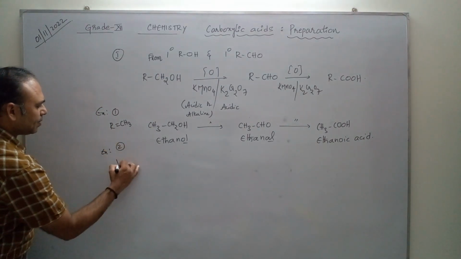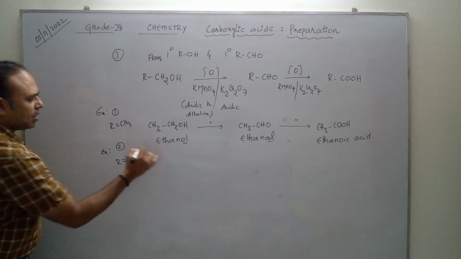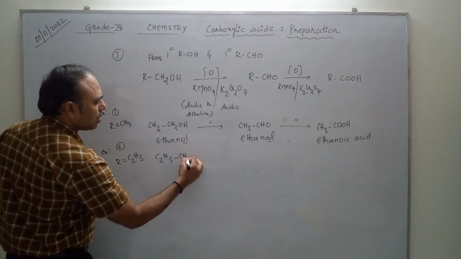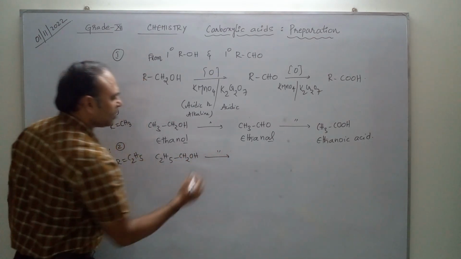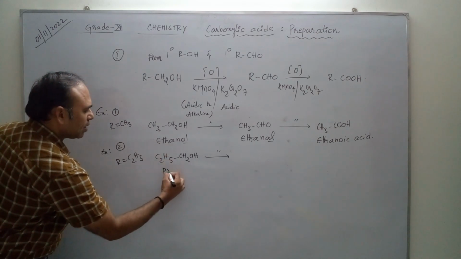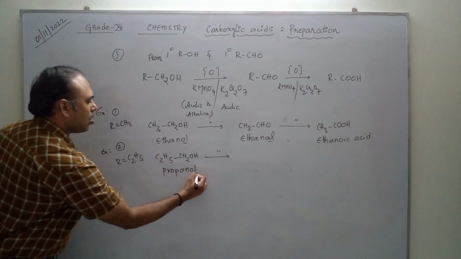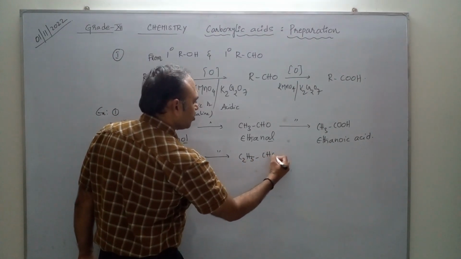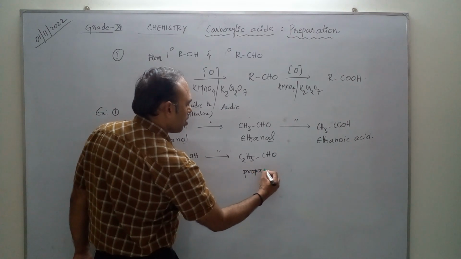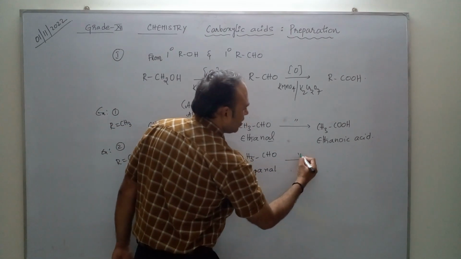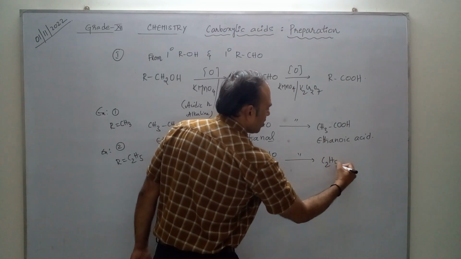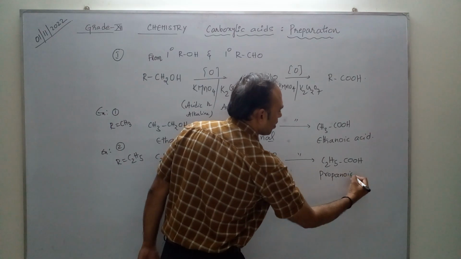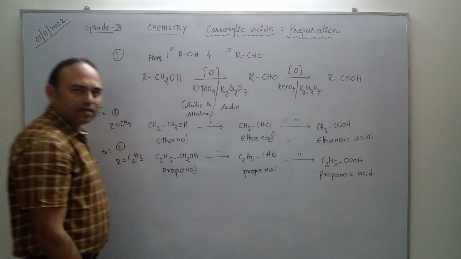Let us take the second example. R is ethyl group. Substituting R as C2H5 under the same condition. So 3 carbons, therefore propanol gives you C2H5CHO, nothing but propanal. And in the next step, C2H5COOH, so propanoic acid. So hope you are understanding this.